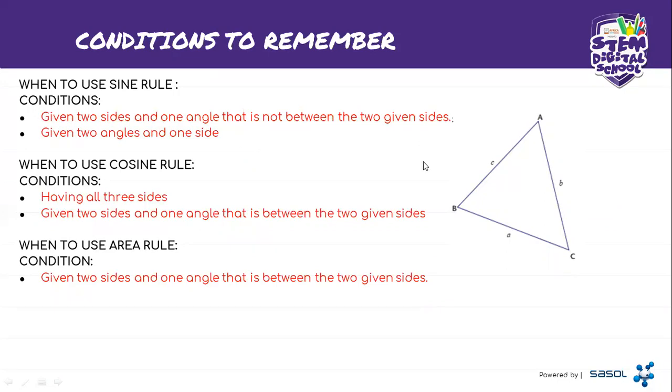Now there are conditions that one should remember before we deal with any triangle where we have to solve problems, or when we have to solve the sides and the angles. First we have the sine rule. Before we can use the sine rule, a triangle should meet the following conditions. First, given two sides and one angle that is not between the two given sides. Meaning when you have a triangle with two sides and one angle, that angle must not be between the two given sides.